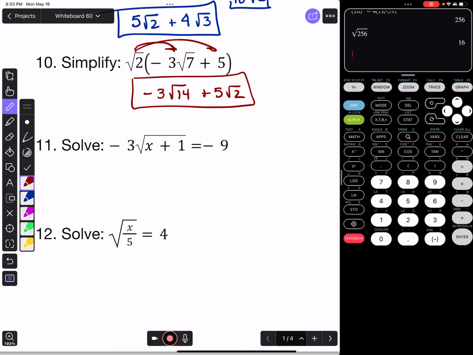Got a radical equation to solve here. Step number 1, get the radical alone, please. You need to do that.